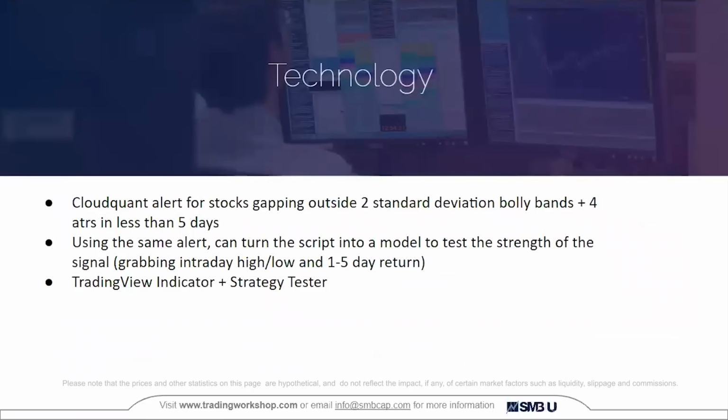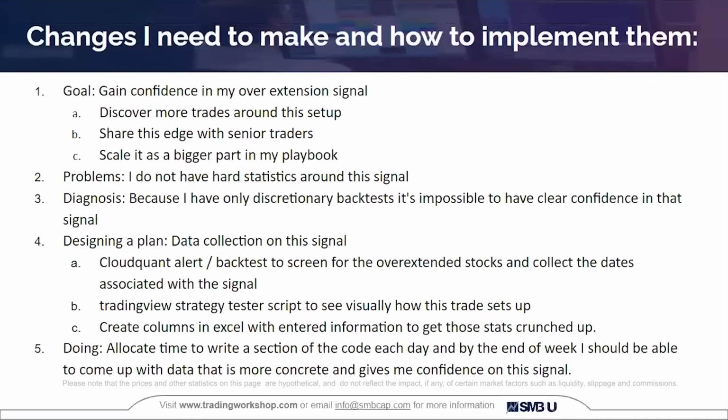Moving into technology, there's essentially three things that I think I can improve. Specifically, making a cloud quant alert to find stocks that are gapping outside the second standard deviation Bollinger Bands. Love that. Awesome. Instead of just going through charts, it saves so much more time, right? Very promising. You could also use the same alert, turn that into a script and get data collection from that, right? And then the last thing is a TradingView indicator and the strategy tester, which we did already, right? So, changes I need to make and how to implement them.